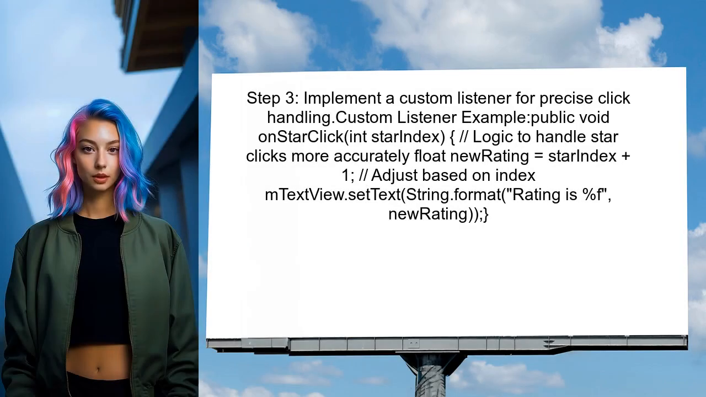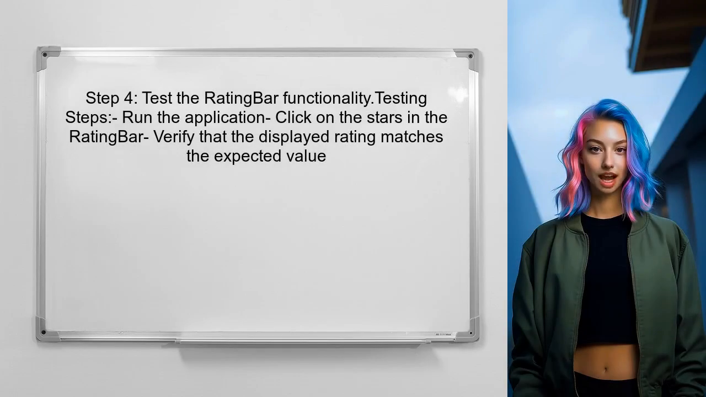Additionally, the user should consider implementing a custom listener to handle the click events more precisely. This can help in distinguishing between the first and second halves of the stars. Finally, the user should test the rating bar after making these changes. They can do this by running the application and clicking on the stars to verify that the ratings are now accurate.